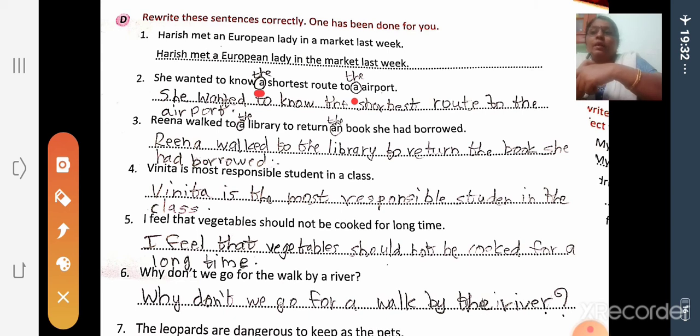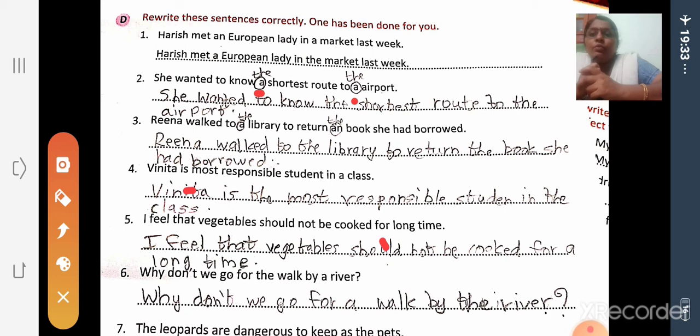The book. Then Vinita is most responsible student in a class. So Vinita is the most, superlative inde munnil the ചേർക്കണം. Vinita is the most responsible student in the class. And I feel that vegetables should not be cooked for long time. Okay, I feel that vegetables should not be cooked for a long time. A വേണം ഇവിടെ a long time.